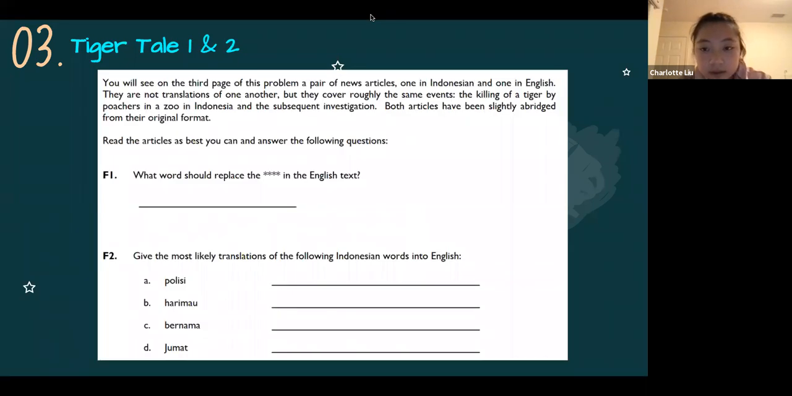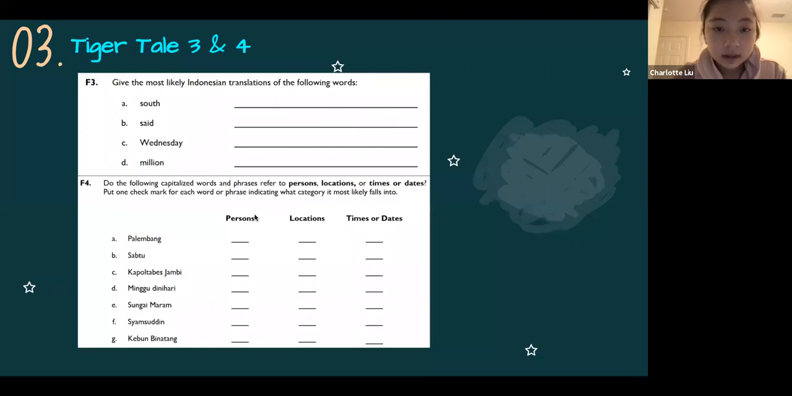So one's in Indonesian and one's in English, and they aren't the exact translations, but they are talking about the same topic. So basically what you have to do is look at these words from the Indonesian article, translate them into English, and then you also have to find the Indonesian translations of some English words.